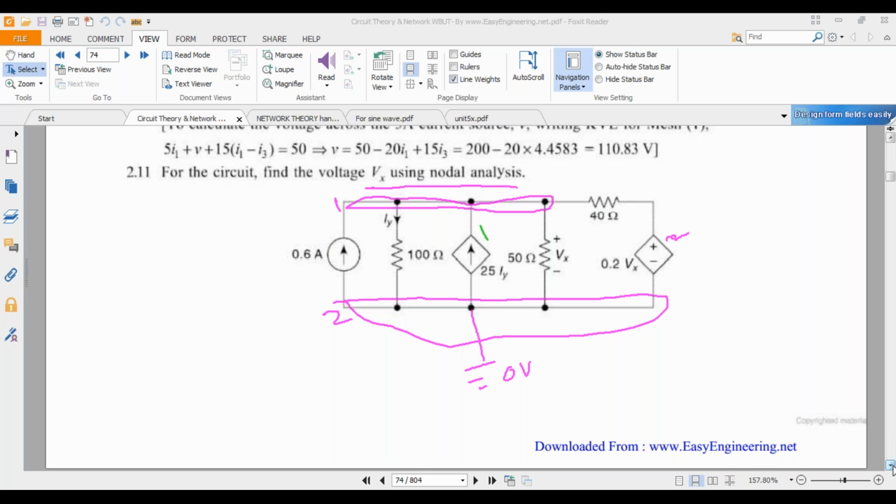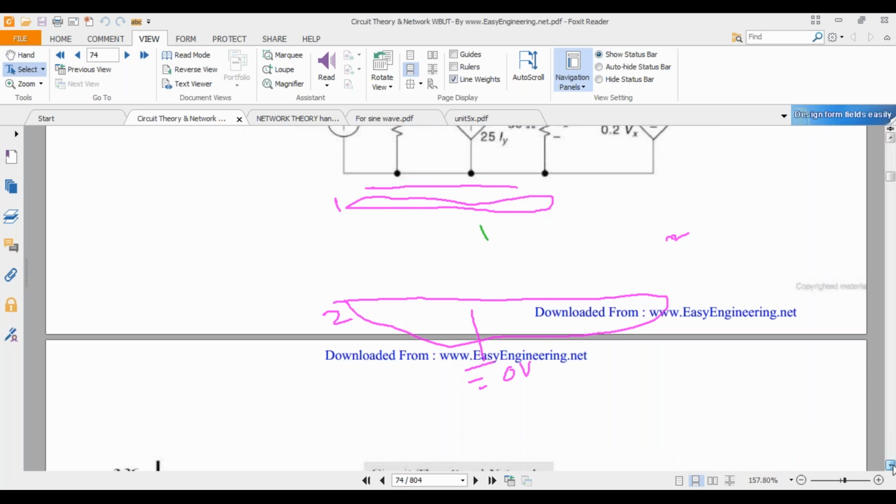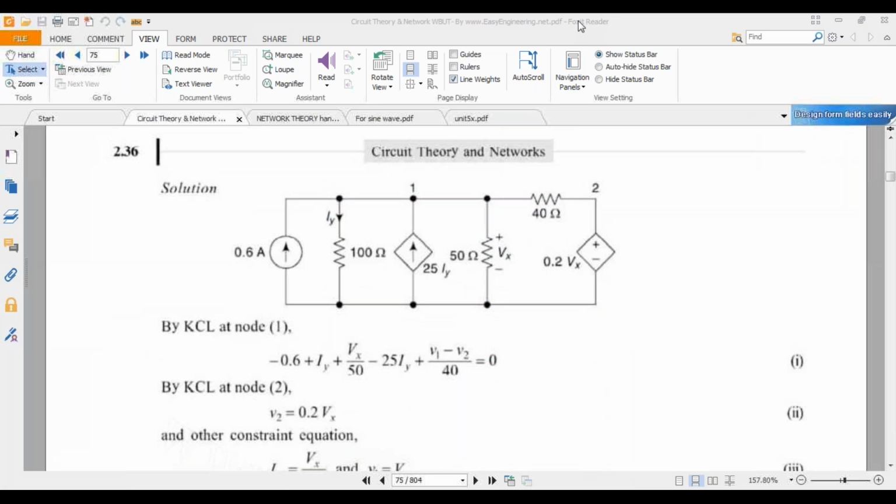Node 1 here. Let us write the nodal equation. Now here the direction of Iy is leaving this node. The direction of I1 is entering this node, and the direction of 25 into Iy, a dependent source current, is entering as given in the circuit itself.